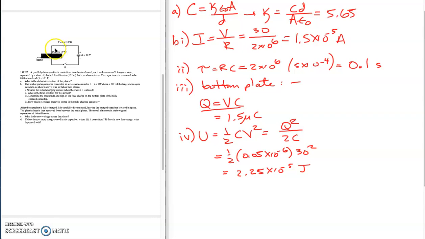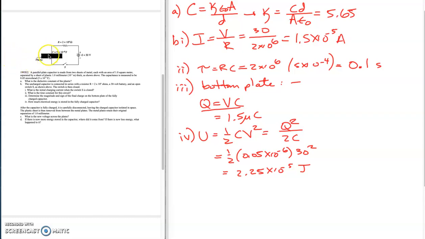Now, what we're going to do is disconnect it from the battery and the resistor. So now we have this capacitor that's already charged, and now we're just holding it at arm's length, trying not to zap ourselves. Once we do that, we're now going to pull this plastic sheet out.